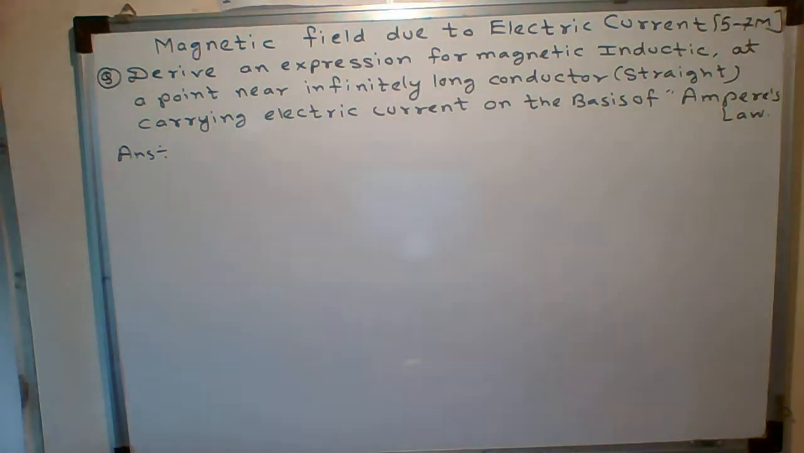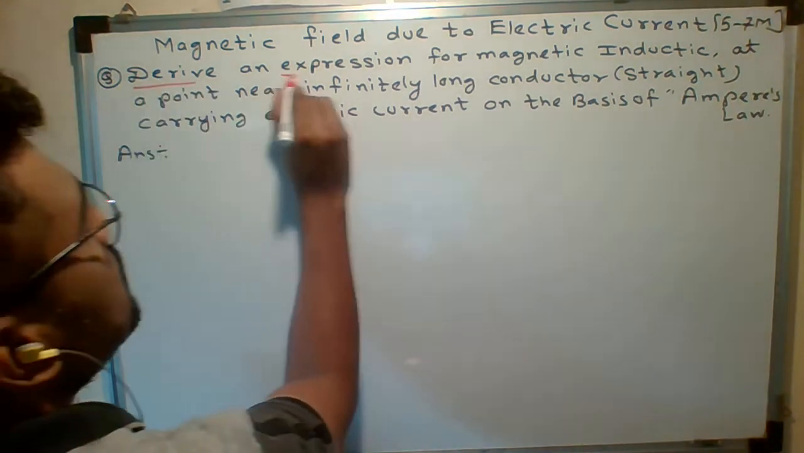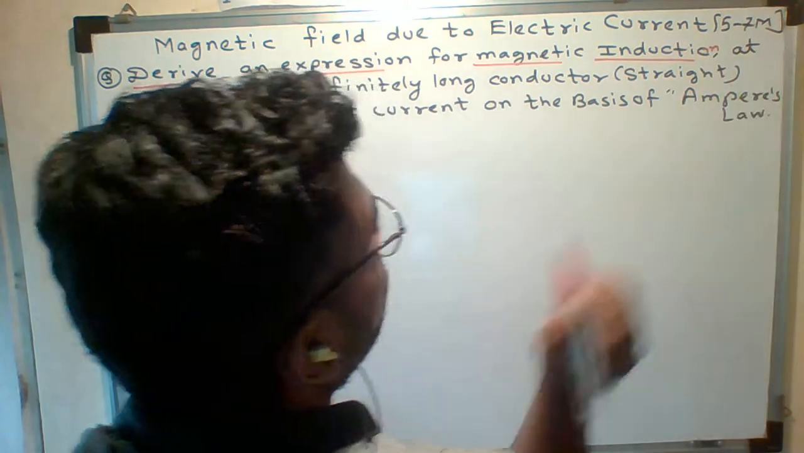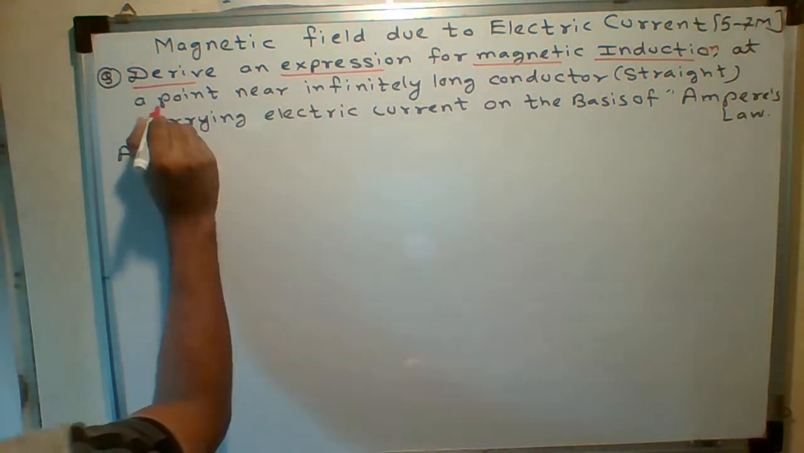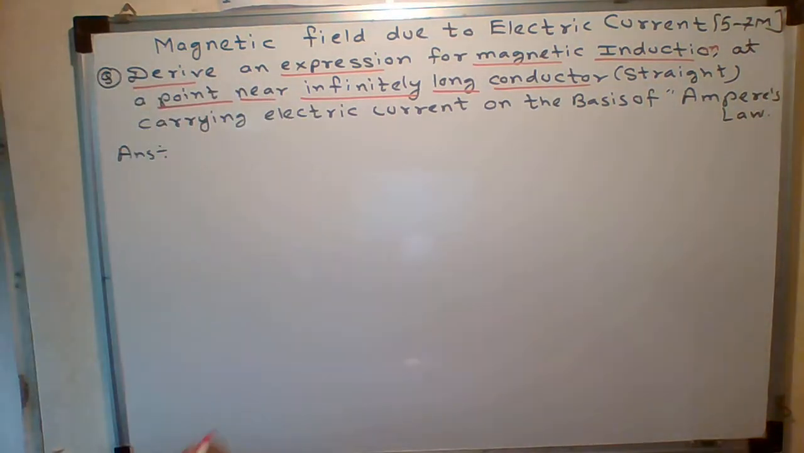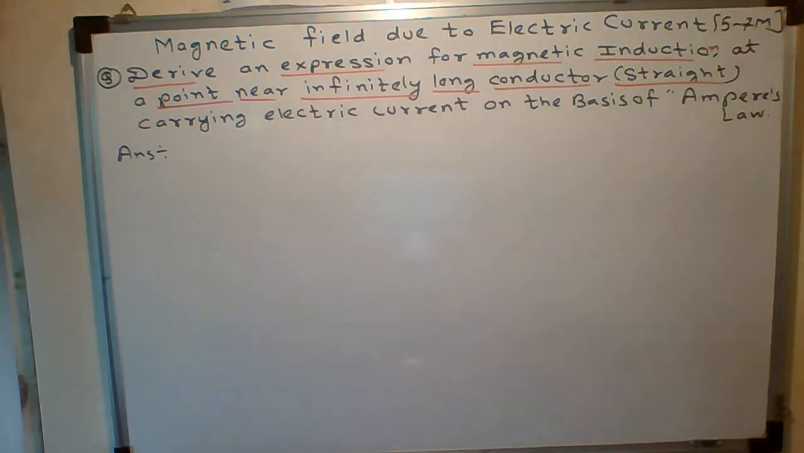Students, what is the next question? Derive an expression for magnetic induction at a point near an infinitely long straight conductor. Let us draw the diagram first.